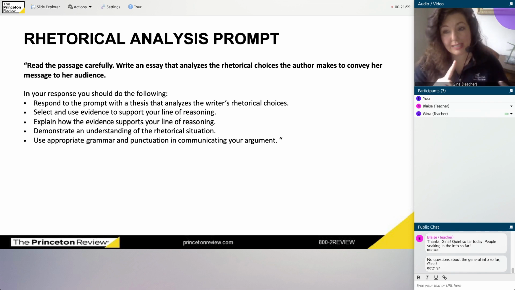It could be something from the historical past, like a speech from Elizabeth Cady Stanton, or it could be something more modern, a speech from Condoleezza Rice, perhaps. So these can come from a variety of sources, but they're always going to involve an author or a speaker who is arguing something, right? Arguing a point, trying to convince you of something.